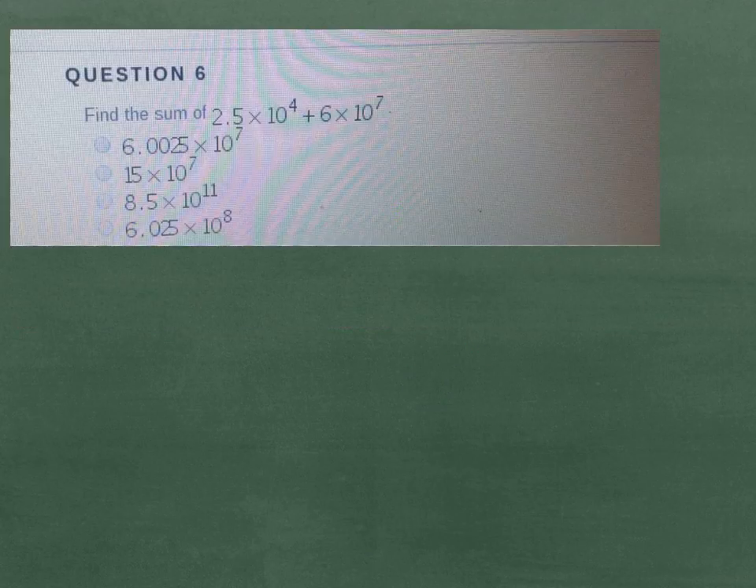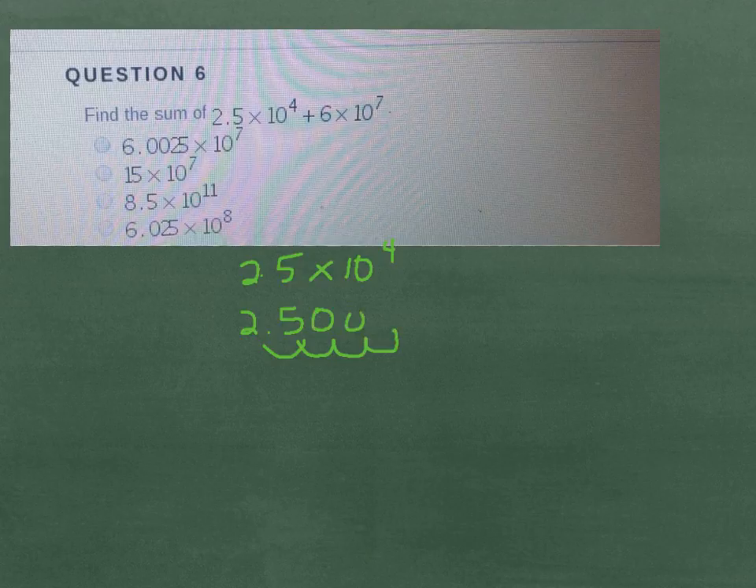Question number 6. Find the sum of these two scientific notation numbers. I recommend you write the numbers out. So if you have 2.5 times 10 to the 4, that means you're going to move the decimal 4 times in a direction that's going to make it bigger. So that would be to the right. So you're going to move it 1, 2, 3, 4. You need to fill it in with zeros. So the answer is 25,000. And you're going to add that with the other number.